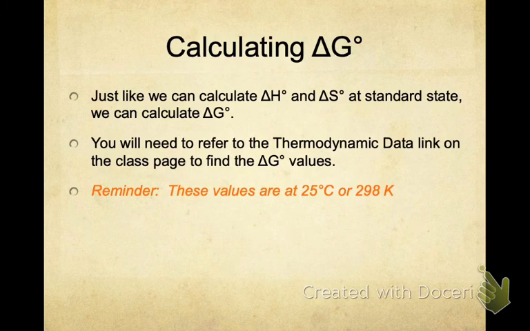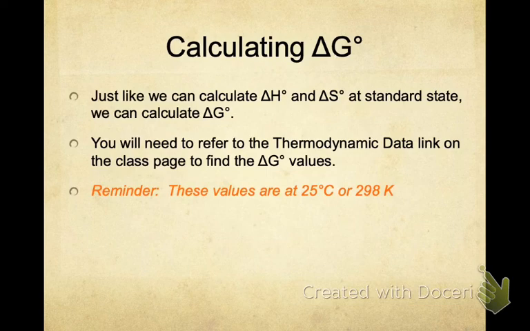So just like we can calculate delta H and delta S at standard state, we can do the same thing with delta G. All three of these are state functions. If you remember me saying, a state function is one where it doesn't matter how we get to the end state. If we take lots of twists and turns to get there, or we go straight to the end mark, it doesn't matter. We're still going to get to that final mark. It doesn't matter how long it takes or what path we take. That's a state function. So delta G can be calculated the exact same way.